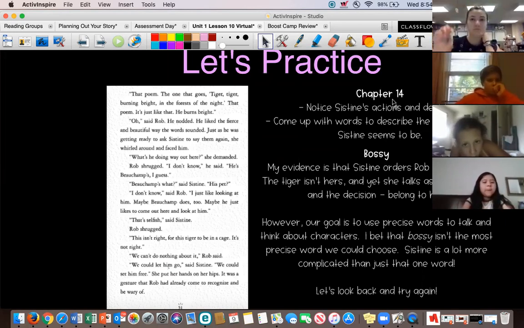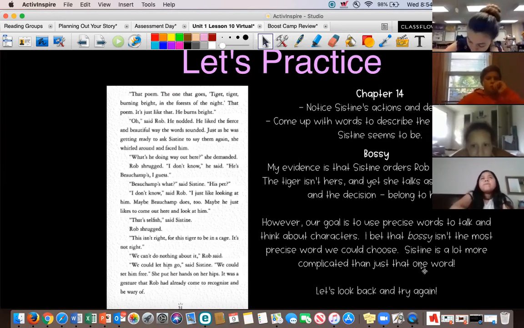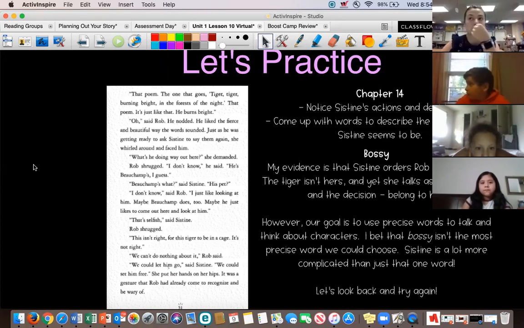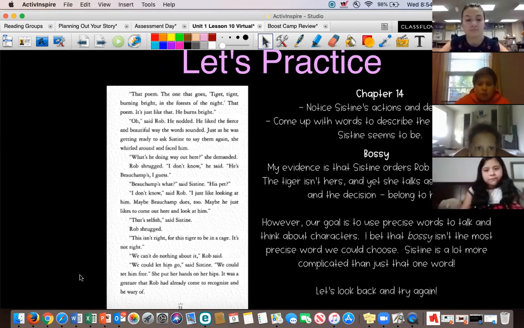But our goal this lesson is to use precise words to talk and think about the characters in more detail. And I bet that bossy isn't the most precise word that we could choose. She's a lot more complicated than saying that Sistine is just a bossy character. So I'm going to try to reach and find some other words for Sistine. Let's look back. I'm going to read that section one more time, and we're going to try to come up with some other words that we could use to describe Sistine.